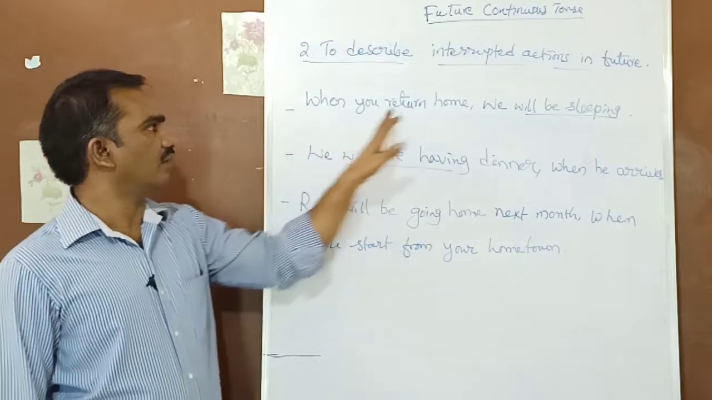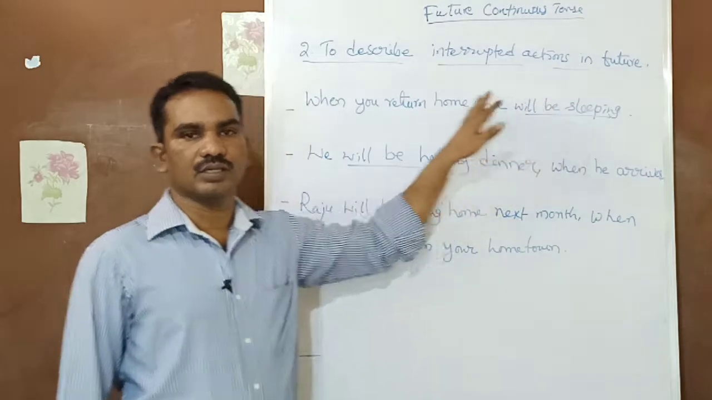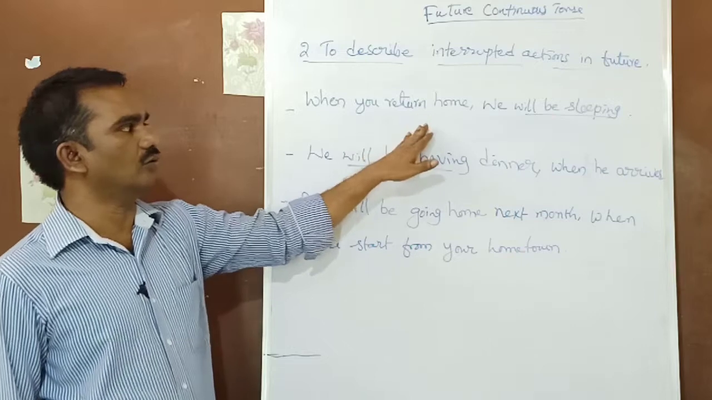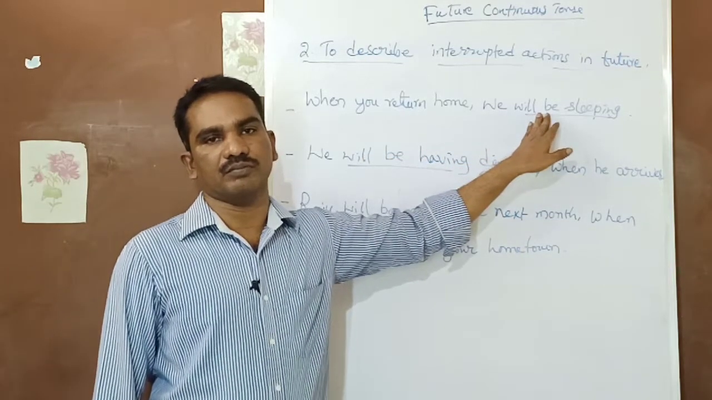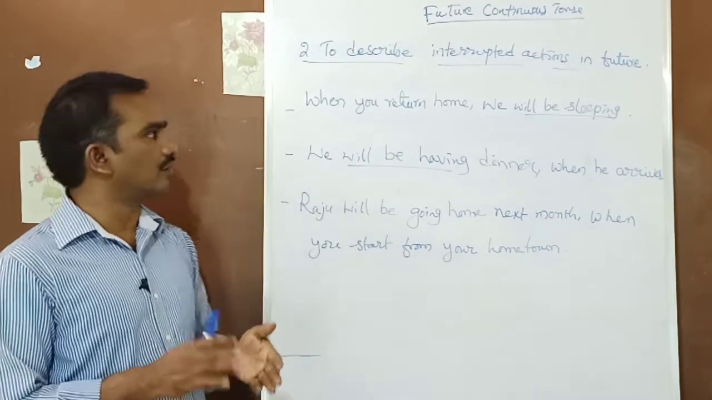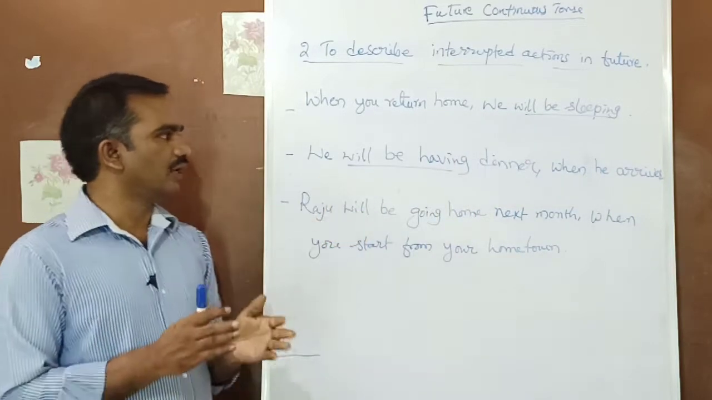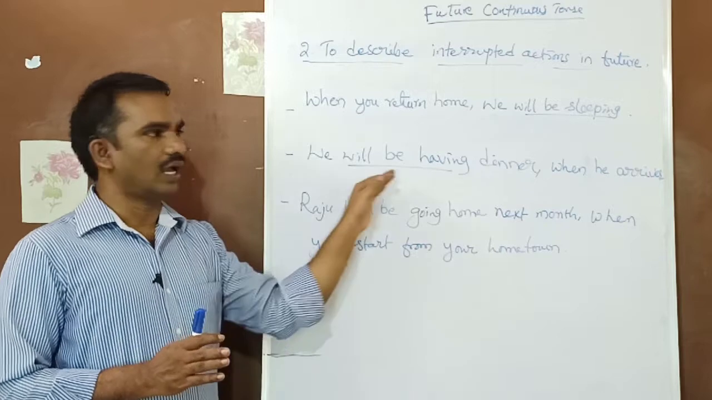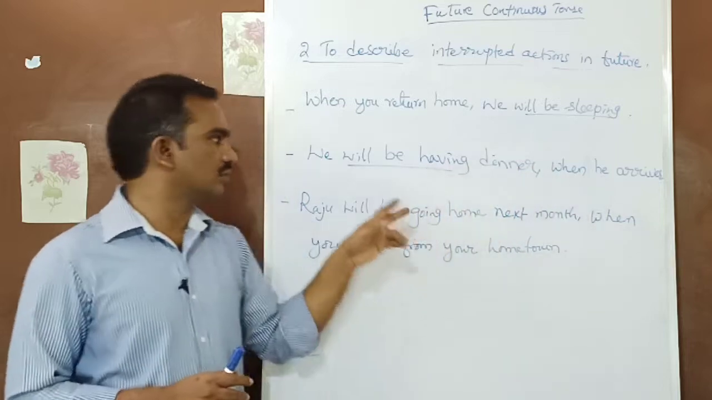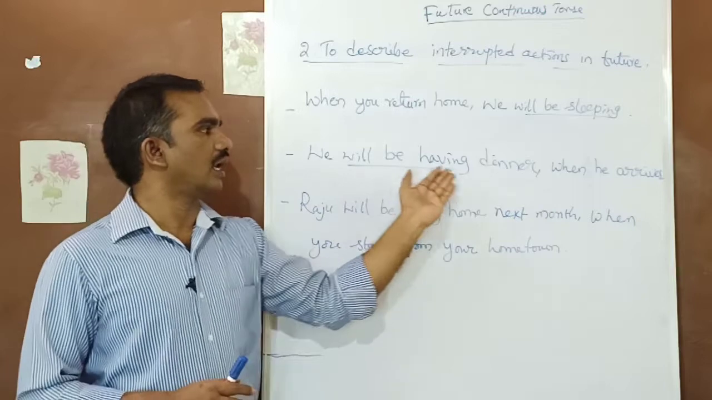For example, when you return home, we'll be sleeping. So maybe next day, when you return home, we will be sleeping. That's sleeping. So that's a late night. So he arrives late. So we'll be sleeping. Next one, we'll be having dinner. We'll be having dinner when he arrives. When he arrives, what will be going on? So we will be having dinner.